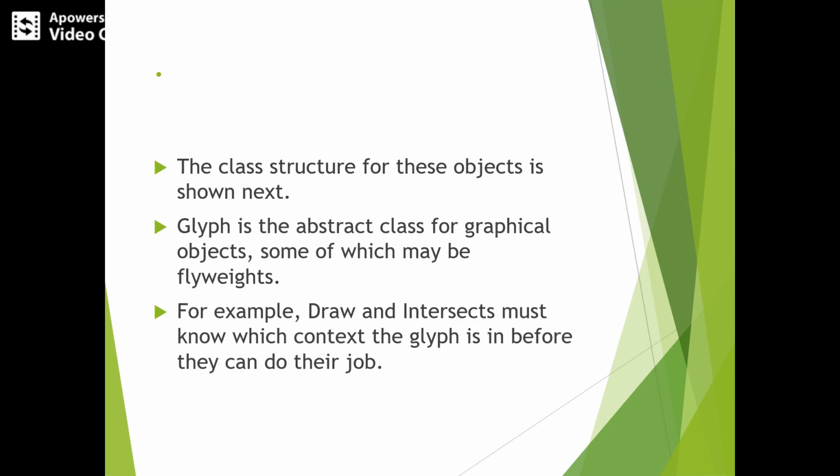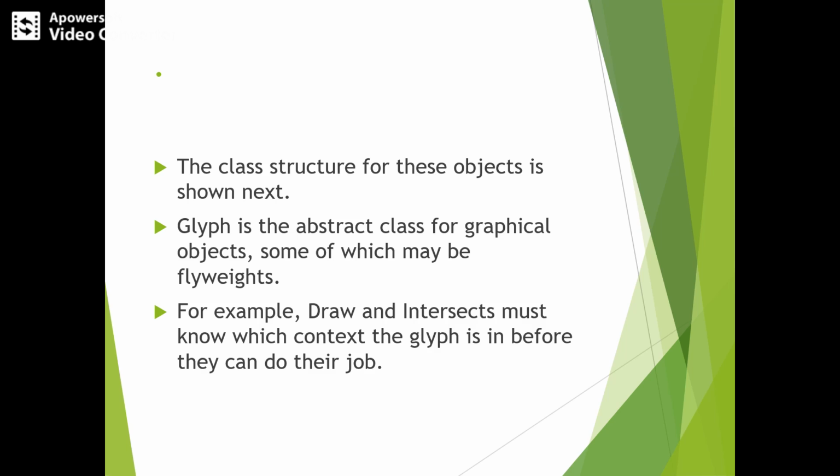Here the class structure for those objects is shown next. The Glyph class is an abstract class for graphical objects, some of which may be flyweights. For example, draw and intersect need to know the context the glyph is in before they can do their job. So here we are going to take the class structure of the object, which is shown next.